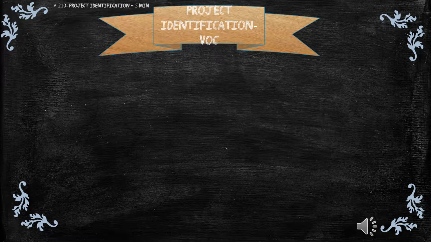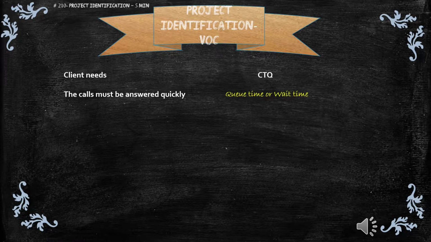Now we try to convert customer needs into CTQs with the help of a few examples. One of your clients says that the calls must be answered quickly. What could be the possible CTQ? It's queue time or wait time. If the client says calls must be answered quickly, what we are going to measure from here on is queue time, and we will try to reduce queue time. Your vice president comes and says that we have invested in seats and they are empty. What could the possible CTQ be? It will be seat utilization.